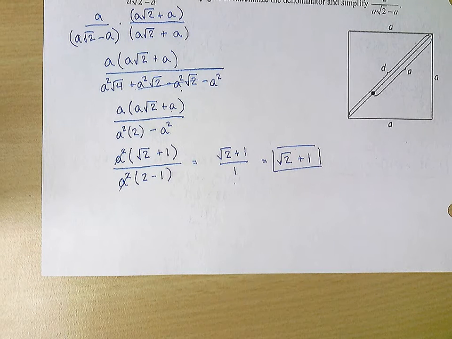So when you're rationalizing the denominator, you need to multiply the numerator and denominator by that opposite sign between your two terms. Okay, questions?